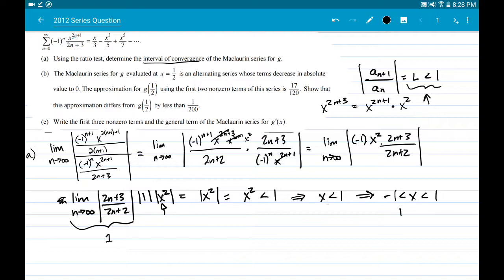The radius of convergence, it doesn't ask for it on here, but if it did, the radius of convergence would be equal to 1. You can think of that as the distance from the center, which is 0 because it's Maclaurin, to each endpoint.